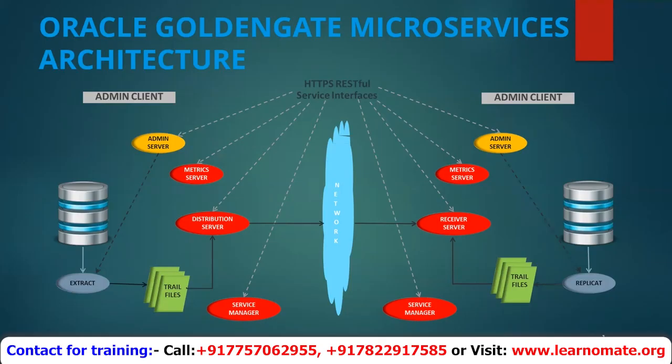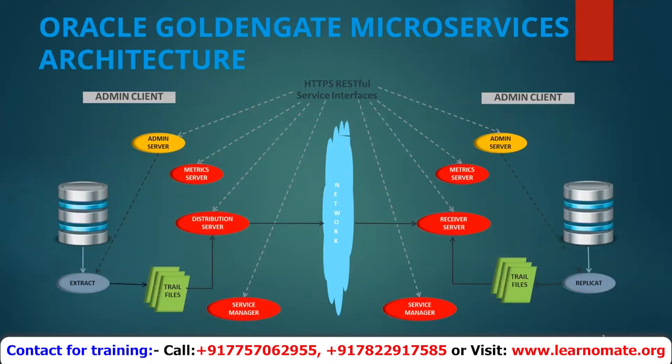Bidirectional and unidirectional are types of configuration. We have to understand one thing: there are two types of architecture, one is classic and the second is microservices. Whatever is supported by classic, microservices also supports. There is no difference between classic and microservices. It's just that Oracle has launched a new architecture of GoldenGate.